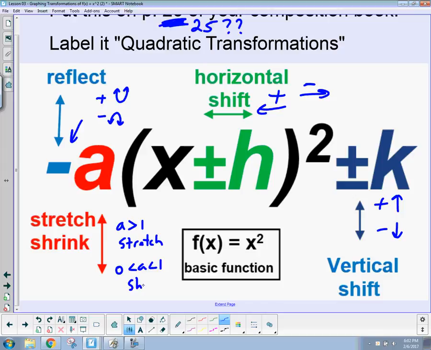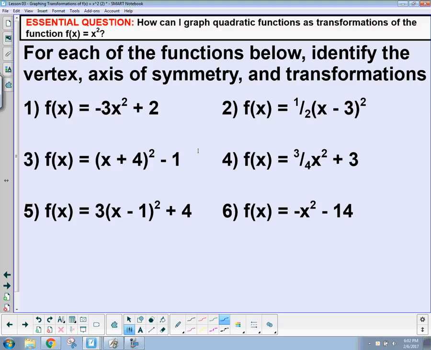All right, moving on. So, for the functions below, identify the vertex, axis of symmetry, and transformations. Go ahead and pause the video, give it a shot.